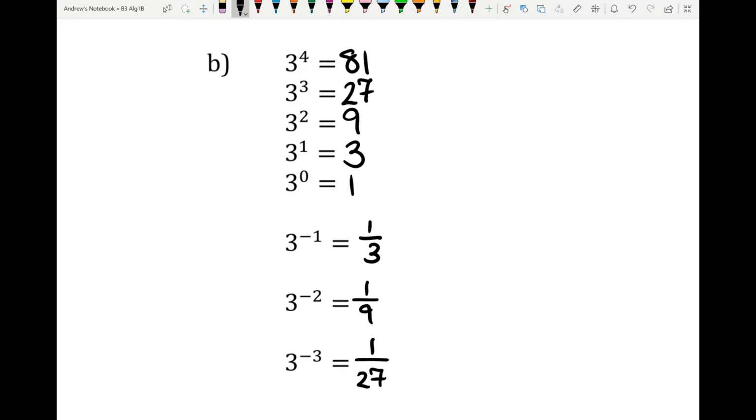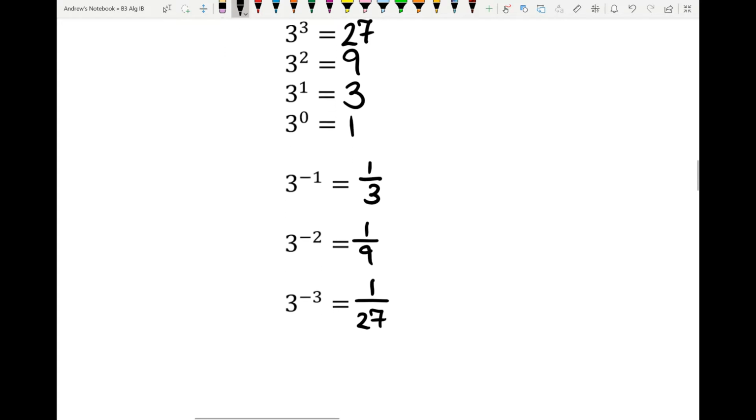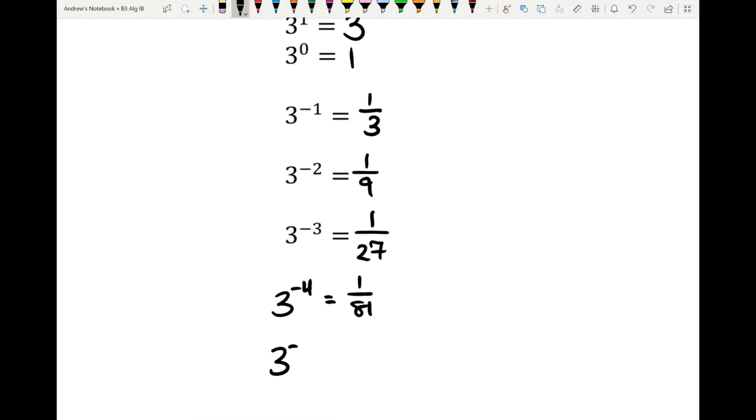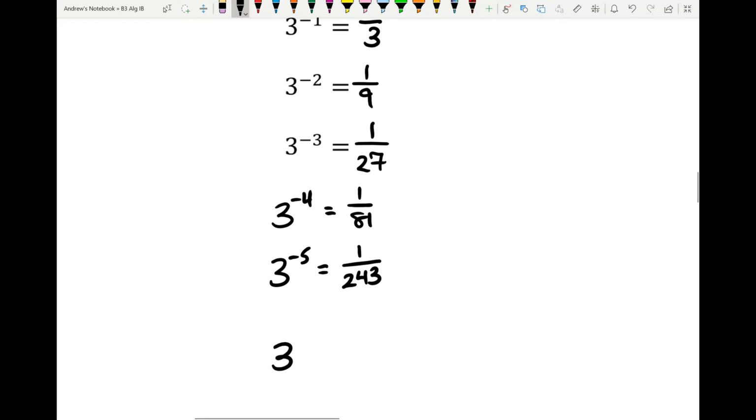Ew. See, this kind of sucks. I don't really want to have to figure all these out this way. Right? If I went 3 to the negative fourth, that's going to be 1 over 81. If I wanted to figure out what 3 to the negative fifth was, I've got to divide by 3 again, and it's 1 over 243. If I want to get 3 to the negative sixth, I have to go 1 over, oh gosh, what's that even going to be? 607.29? Oof, that sucks. I don't want to do that.